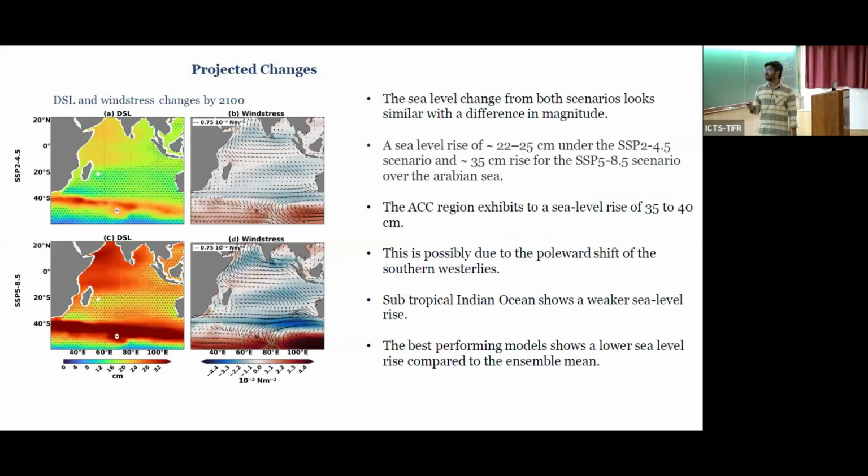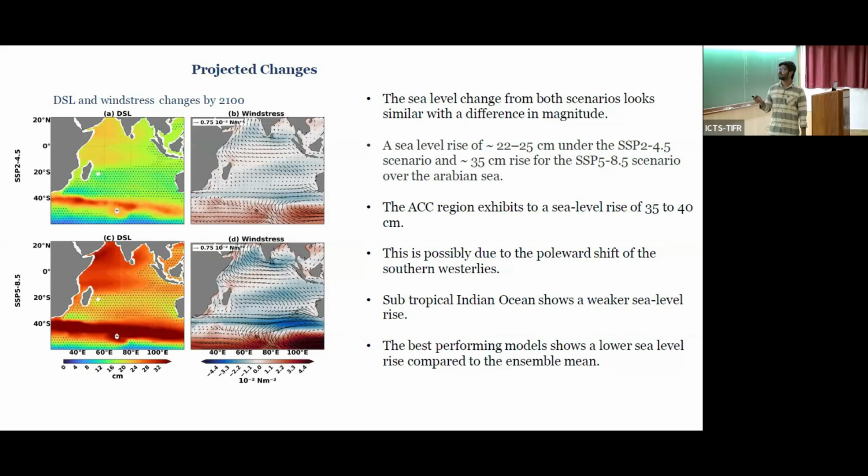So we have also looked at the projections. This is the projection for the sea level by 2100. This change is actually the difference between the DSL averaged over 2080 to 2100 and 1994 to 2014. This is the projection under SSP 2 4.5, and this is the projection under SSP 8.5.